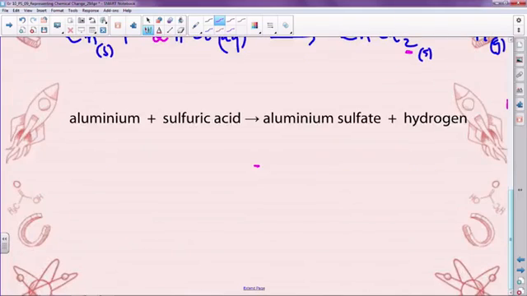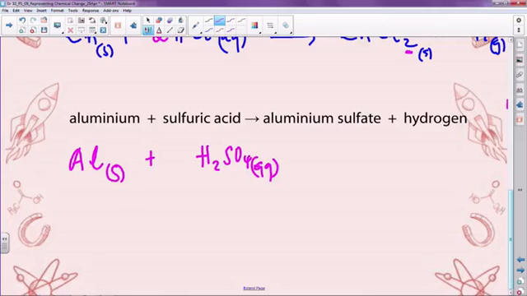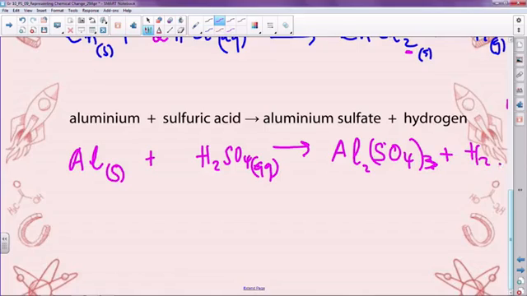Now the last equation is between aluminium, which reacts with sulfuric acid, H2SO4, an aqueous solution. Aluminium is a solid. To give us aluminium sulfate. Aluminium is 3+, sulfate is 2-, so it's Al2(SO4)3. That's aluminium sulfate, plus hydrogen gas. This is a gas, and the aluminium sulfate is an aqueous solution.